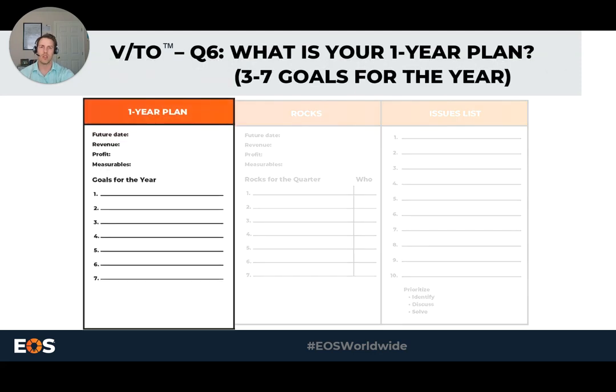And so that's question 6: what is your 1-year plan? Really what we're looking at is what are the top 3 to 7 goals for this next year. So you take those same predictions, future date, revenue, profit measurables, and then goals, 3 to 7, not 23. If everything's important, nothing is important. So the ultimate example is less is more.